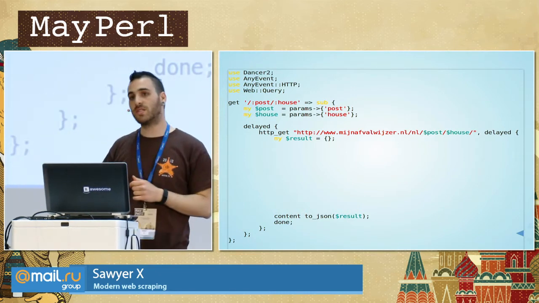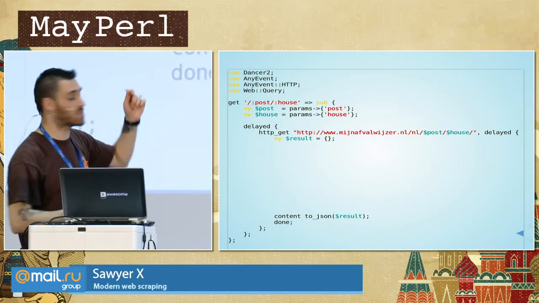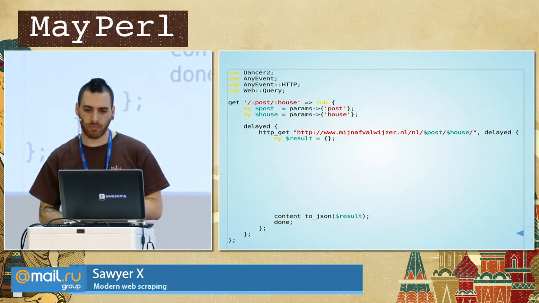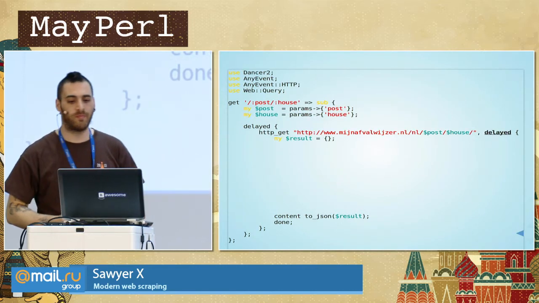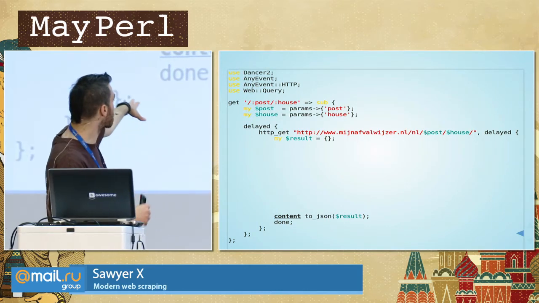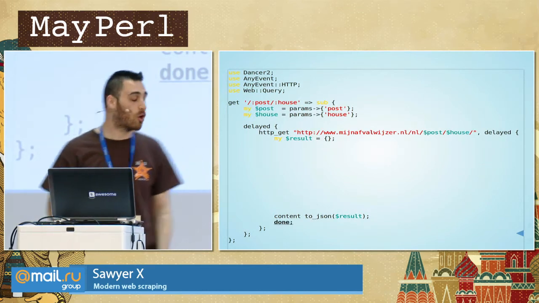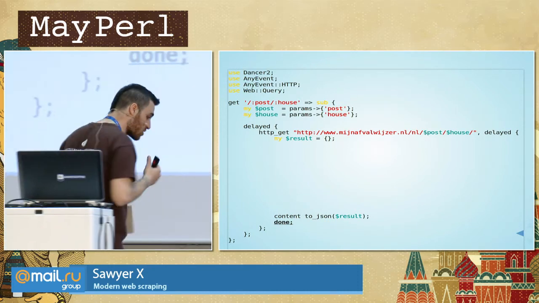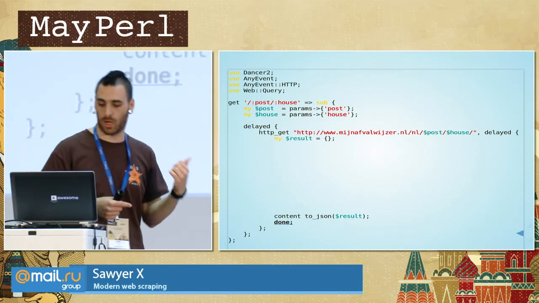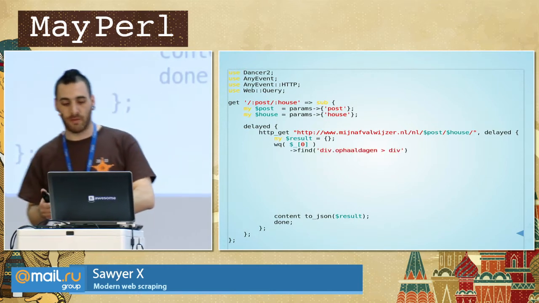Then for the response of that, I use delayed again instead of the sub that you usually have, because delayed accepts a sub. It just causes that sub to be delayed, to be deferred. And then what I do is, at the end, when I'm done with this, I'm going to push content to the user using the content keyword. I'm going to serialize it to JSON. And I'm going to call done on it. And what done does is actually close the socket. So you could still asynchronously clean things up after you do this, and the user won't be bothered because it closes the socket. Call WQ on it, find the stuff that I want.